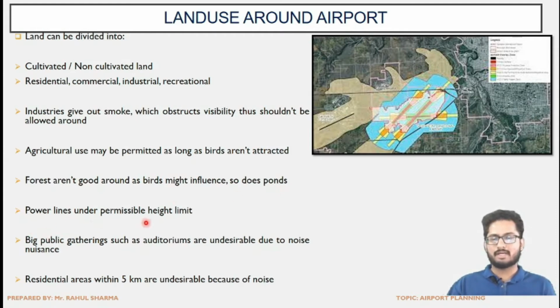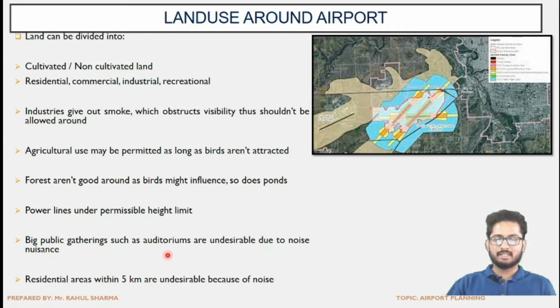Power lines should be under the permissible height limit. So the electricity lines basically should be of a certain extent only, because if they are above a certain height, then again they might be an obstruction at the time of the operation of the aircraft.